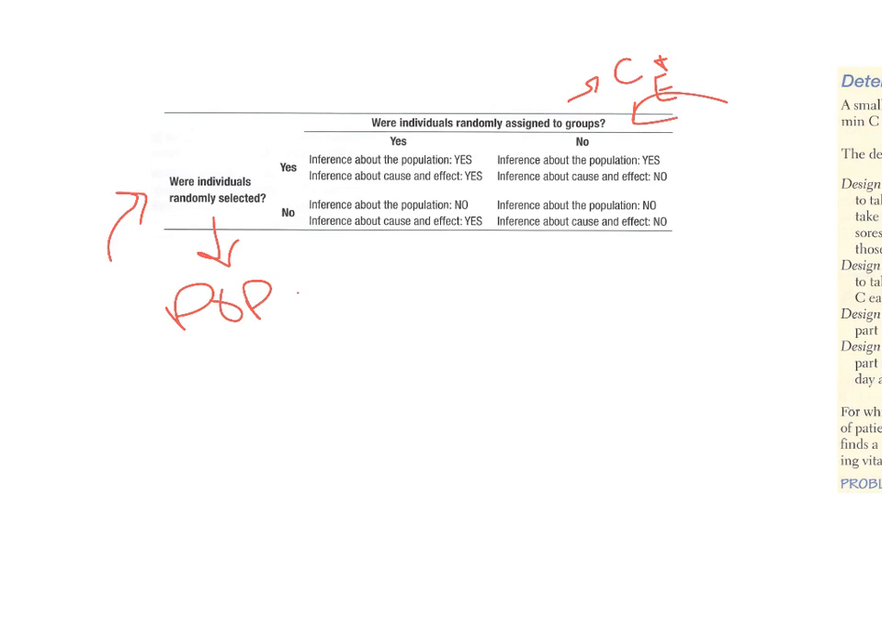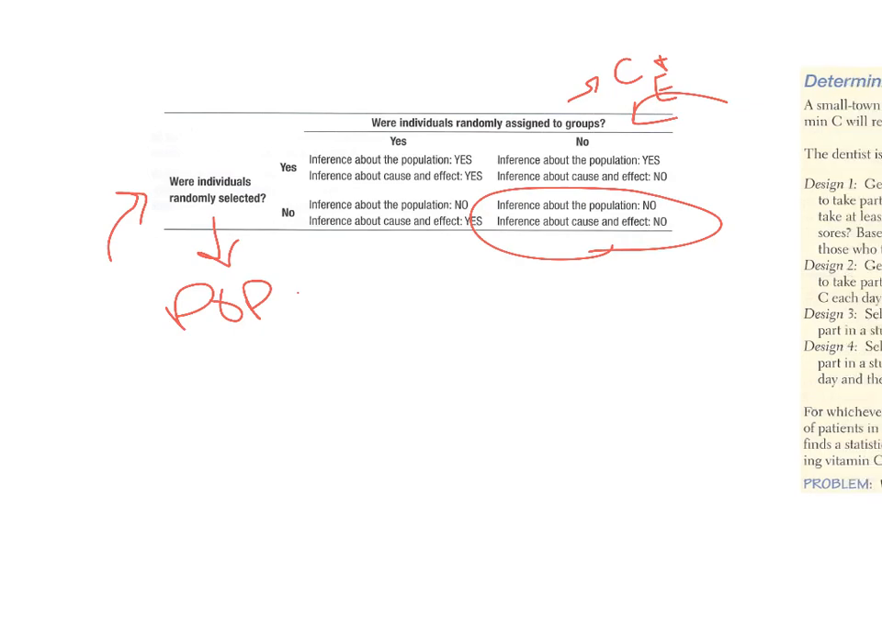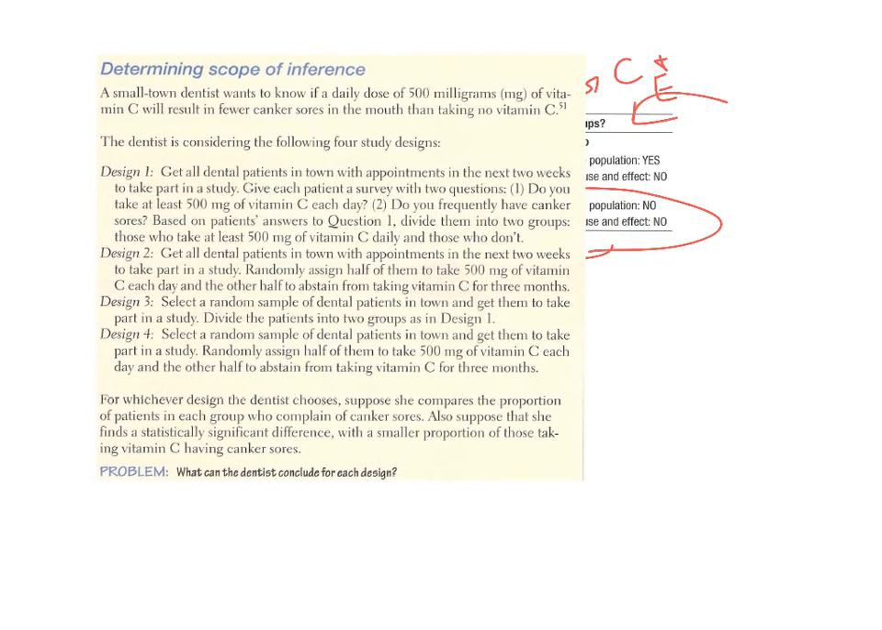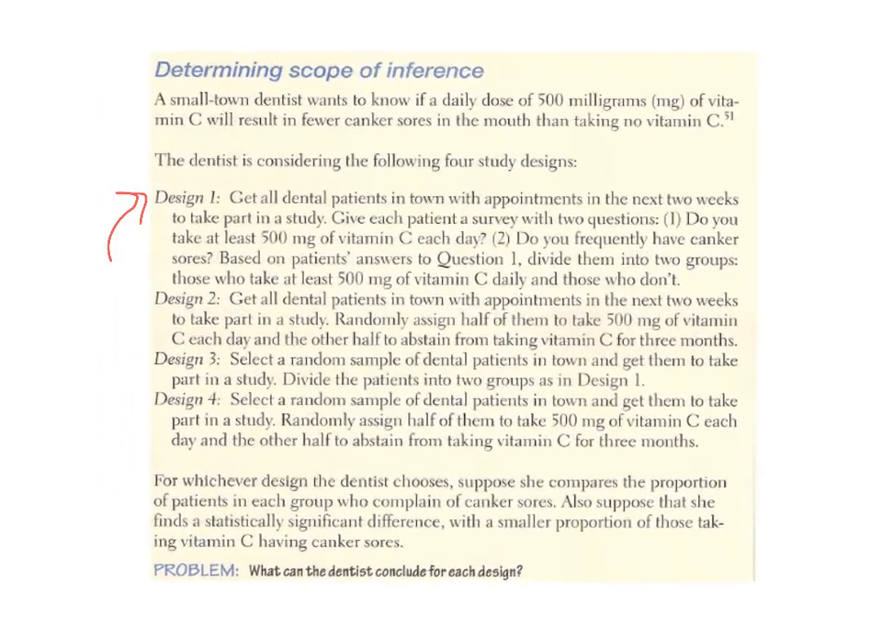Okay, so over here, let's say your individuals weren't randomly assigned to groups, and they were not randomly selected. You cannot make any inference at all if there was no randomization. So let's look at an example of this and look at 4 different scenarios that we have here.